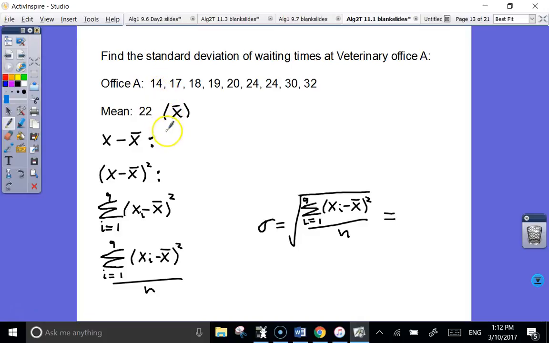So 14 minus 22, negative 8. 17 minus 22, negative 5. 18, negative 4. 19, negative 3. Negative 2. Positive 2. Positive 2. Positive 8. Positive 10. Right, so those are the differences. Square them all.